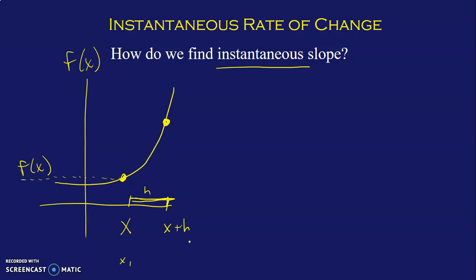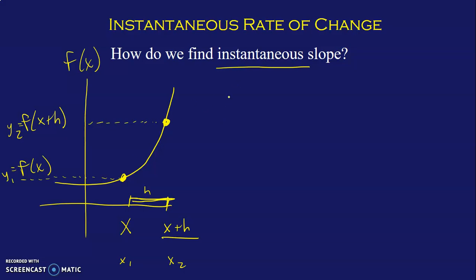Let's call this my x1. This is going to be my x2. So x1 is just x. x2 is x moved over by a value of h. And then the y value here would be the function with this x value plugged in. So f of x plus h. So this would be my y1 and my y2. So the y1 goes with x1, y2 goes with x2, and we want to find the slope going in between these.